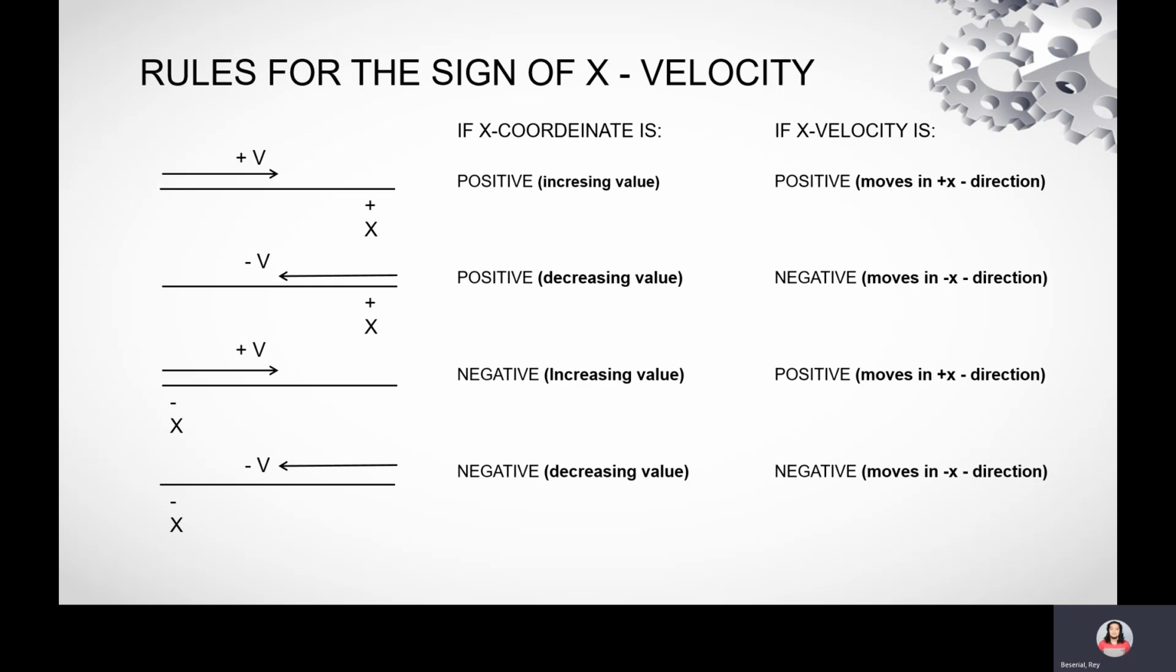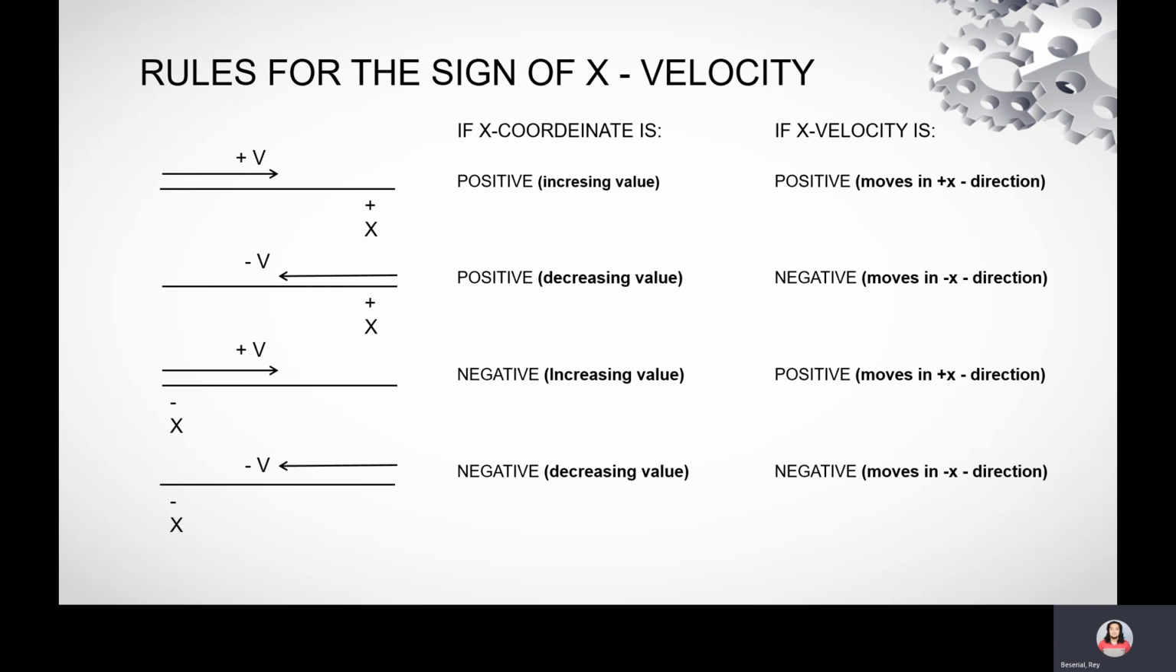And the next case is from negative x-axis, pero we have a positive velocity going toward the positive direction of the x-axis. Our x-coordinate, again, is negative at first, but increasing in value because our velocity is going toward the positive direction of the x-coordinate. So again, our velocity is positive.